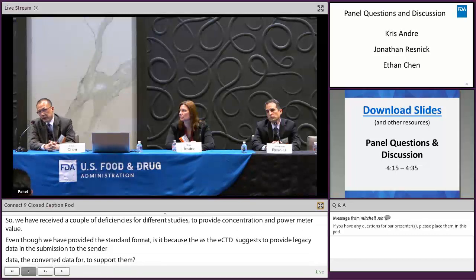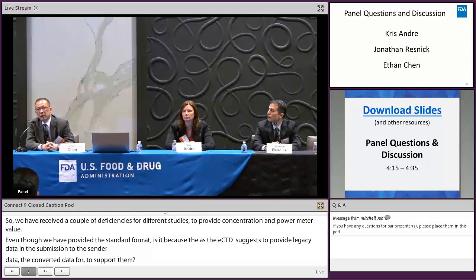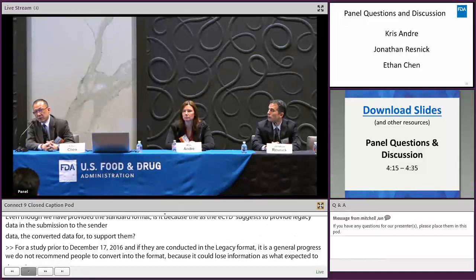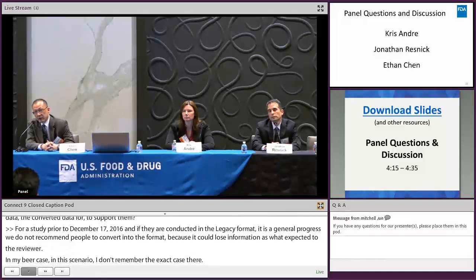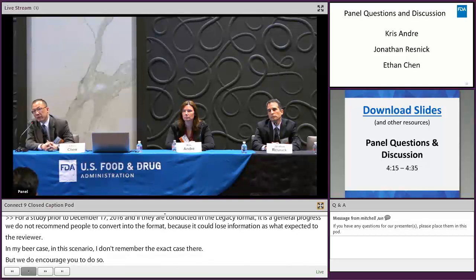For studies prior to December 17, 2016, and if they are conducted in the legacy format, as a general practice, we do not recommend people to convert into the SDTM format because it could lose information as expected by the reviewer. That might be the case in your scenario. I don't know the exact case there, but we do not encourage to do so. However, for any study start after December 17, 2016 for an application, they are required to be submitted in standardized format.